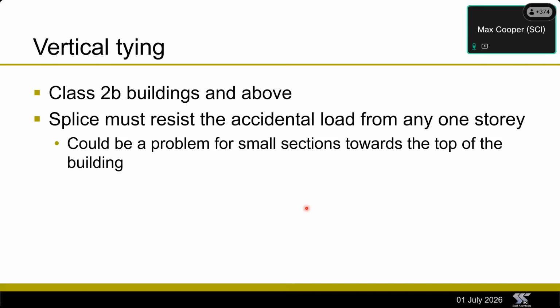And for class 2 buildings and above, we need to also consider vertical tying. What that really means in practice is that you need to design your splices for tension, and that can be quite onerous.